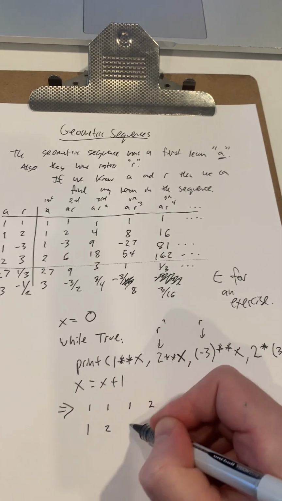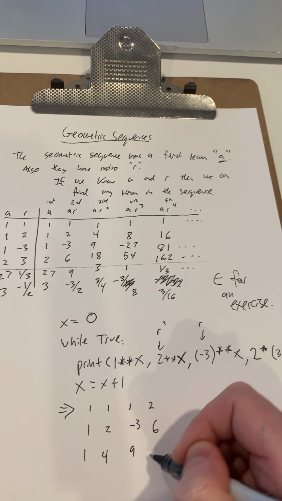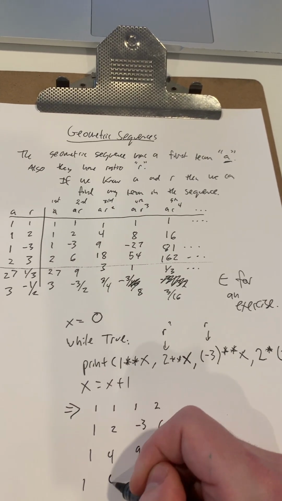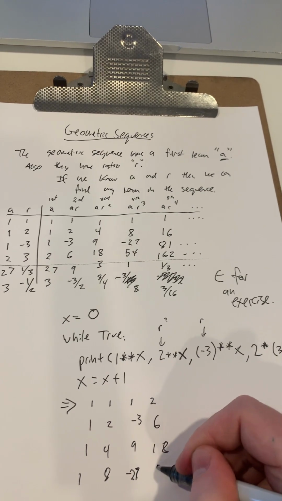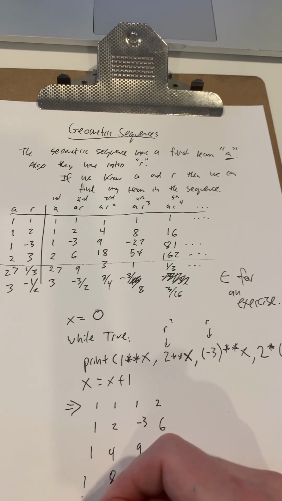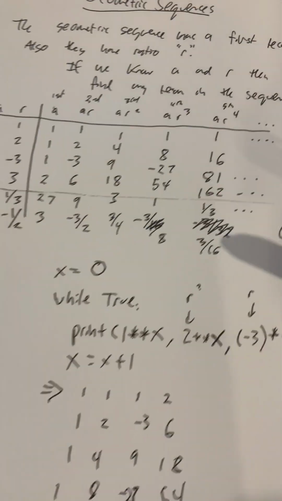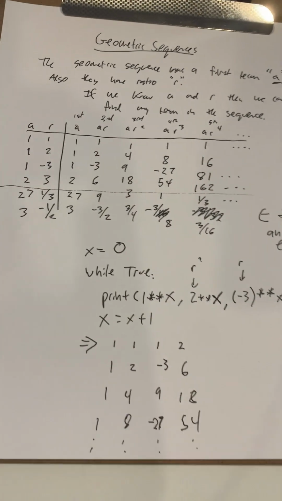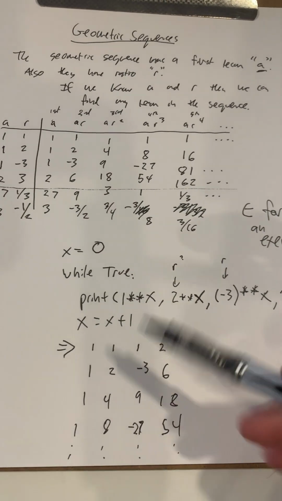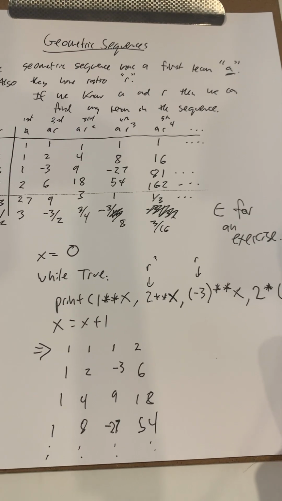1, 2, -3, 6, 1, 4, 9, 18, 1, 8, -27, 54, etc., etc., etc. Because these numbers actually get quite large at different speeds, we see quite a sort of triangular pattern developing in the output, which you will see if you actually run it on a computer.